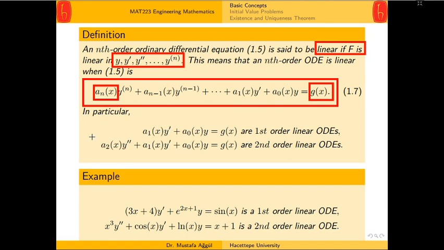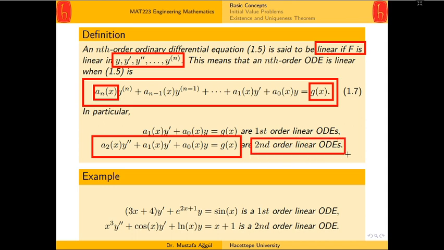Okay, so let's see the second example. This is a second order ODE, first of all, because we have the second derivative at most, and also the coefficients, this one and that one, are all at most a function of x. So we say this is a second order linear ODE. This is a very useful classification.